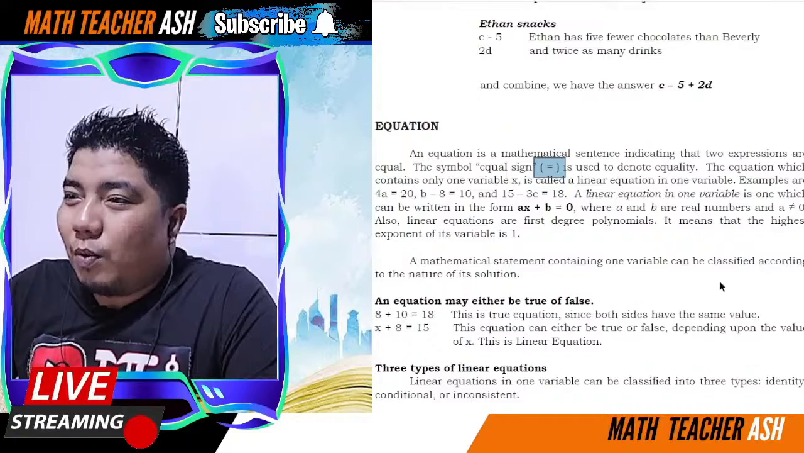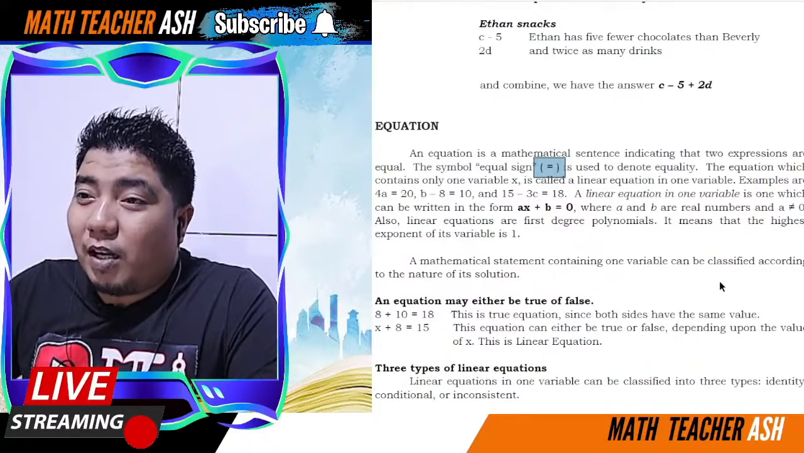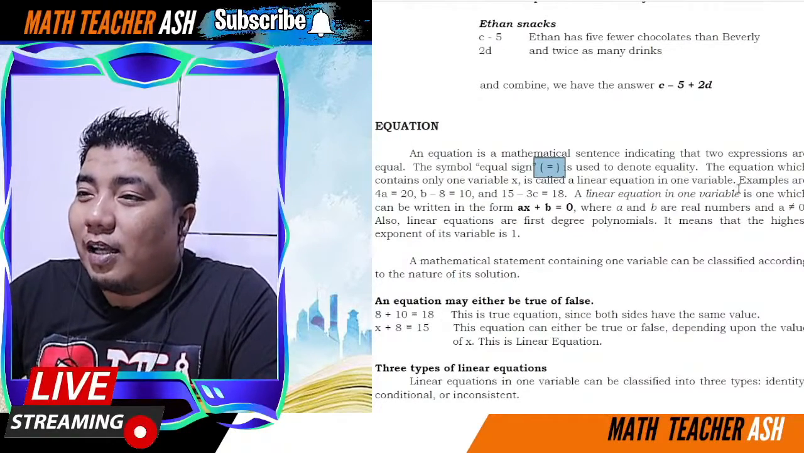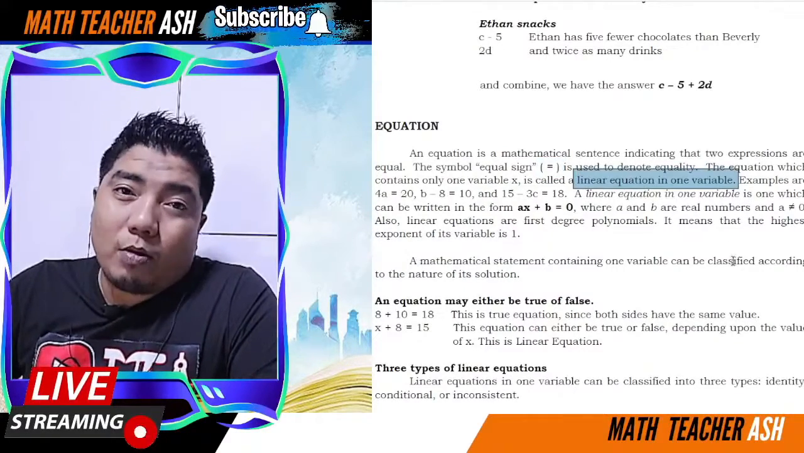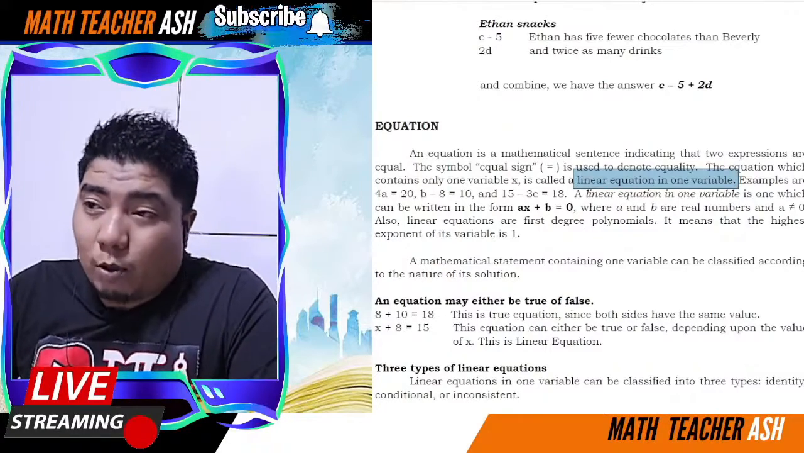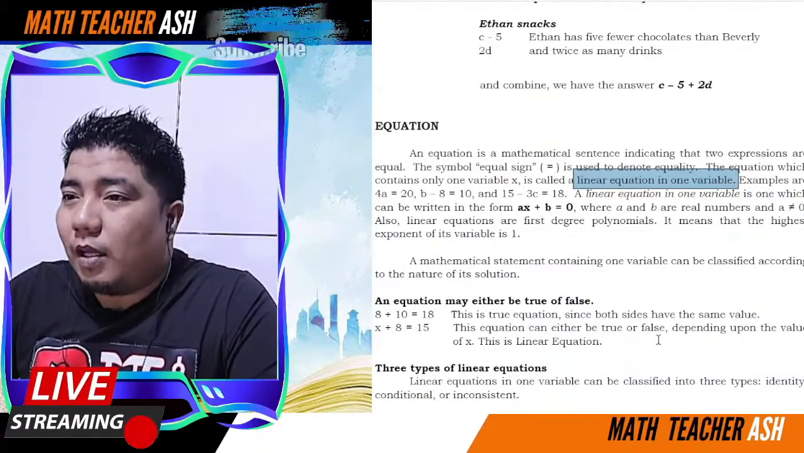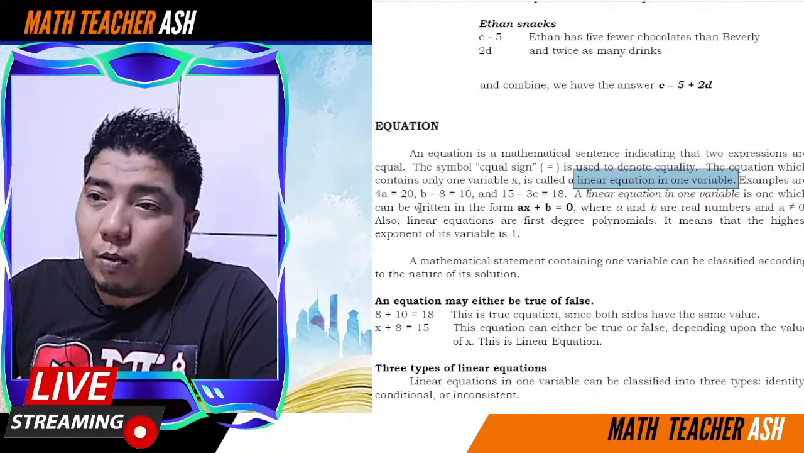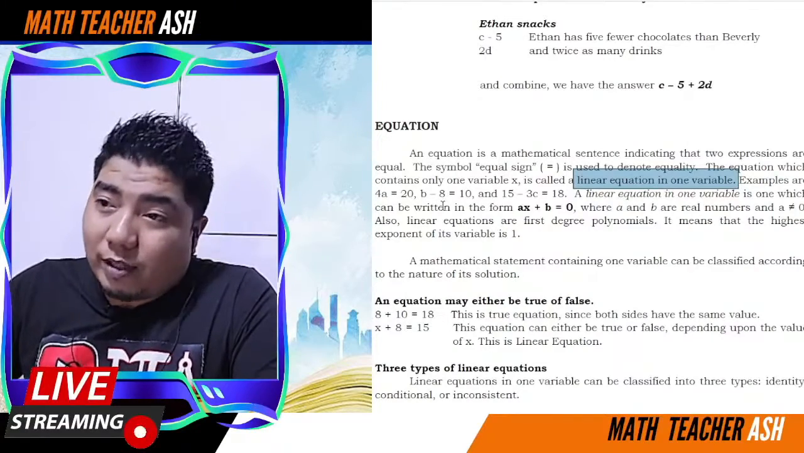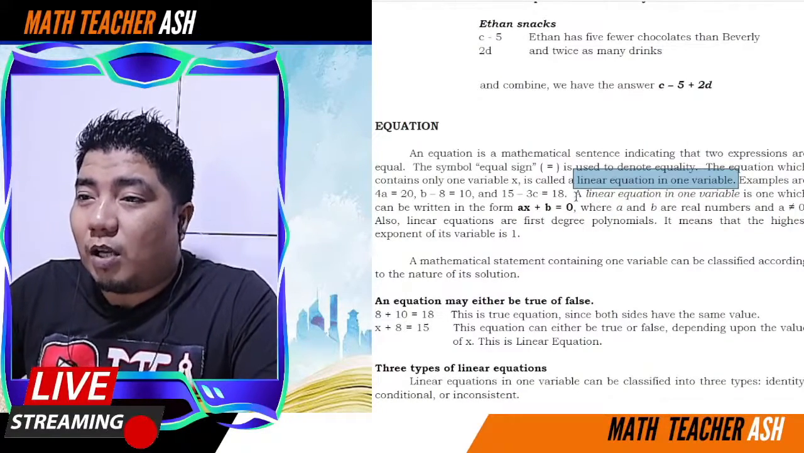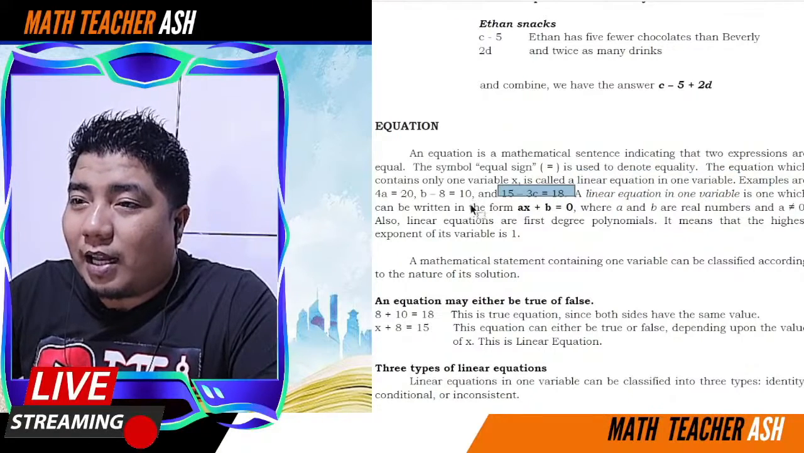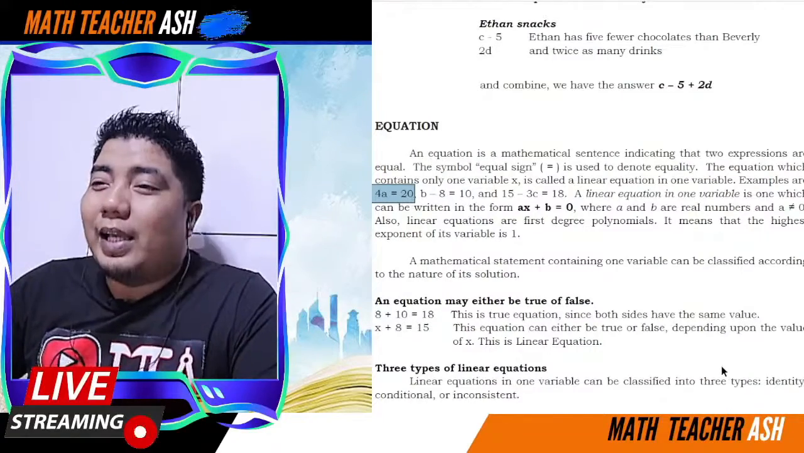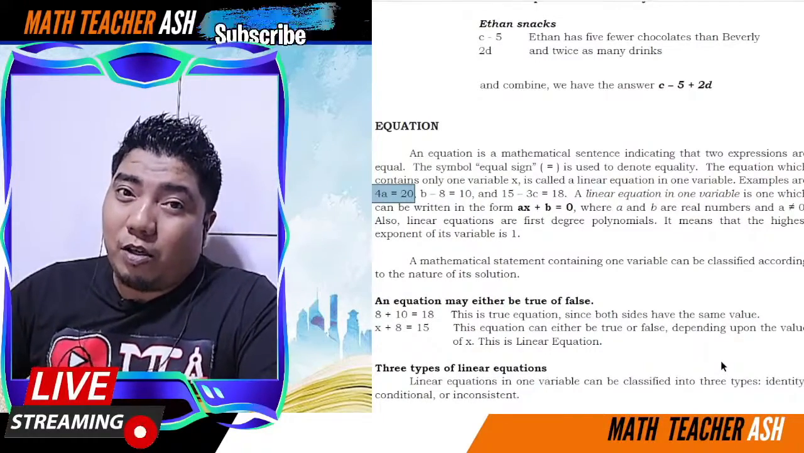Alright. So, the equation which contains only one variable, x, is called a linear equation in one variable. So, yan ang tawag sa isang equation kapag meron kang isang variable na x, tapos gumamit ka ng equal sign. Okay? So, that is the linear equation in one variable. Examples are 4a is equal to 20, b minus 8 is equal to 10, 15 minus 3c is equal to 18. As you can see, isang variable lang ginagamit sa mga equation na ito. Hindi ko sinasabing expression, instead equation, because expression walang equal yun.